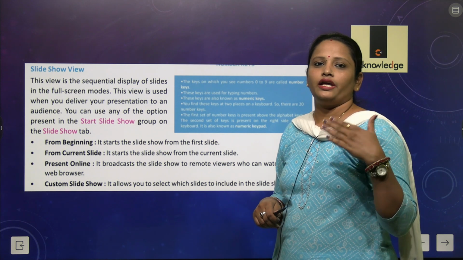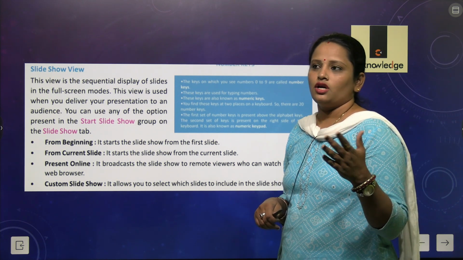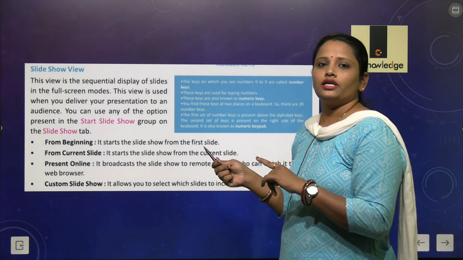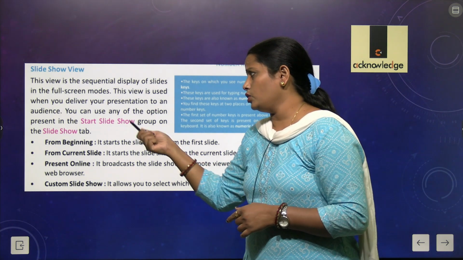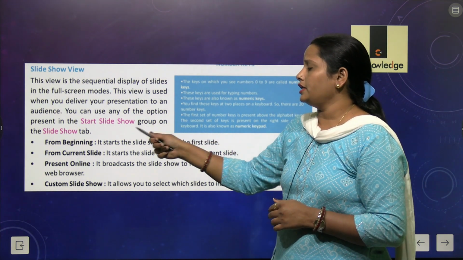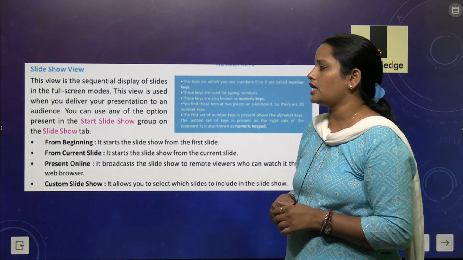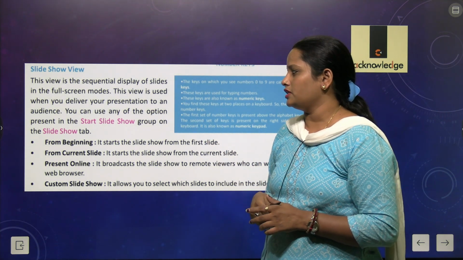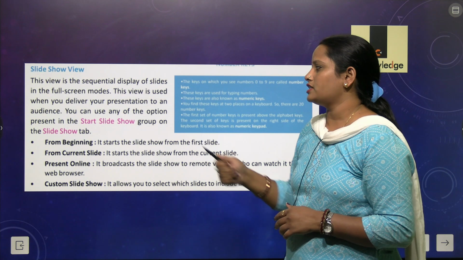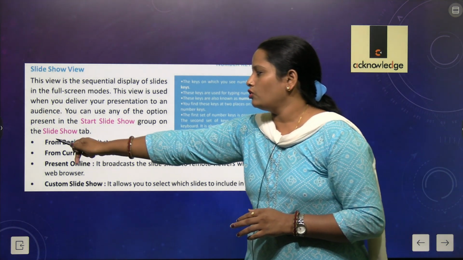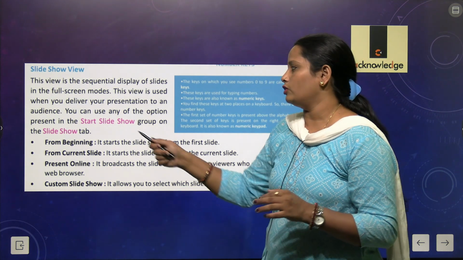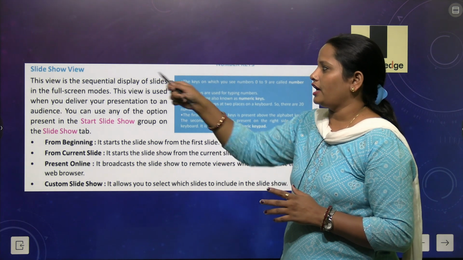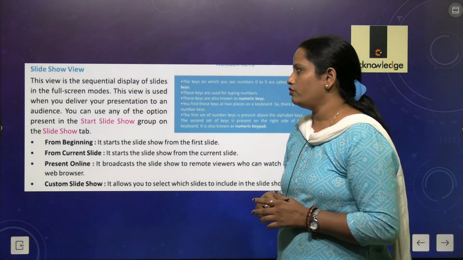So whenever we display our presentation to our audience, or the people who are looking at our presentation, this view is applied. You can use any of the options present in the Start Slideshow group on the Slideshow tab. So where do we have to go? We have to go to the Slideshow tab, and from there to the Start Slideshow group. After going there, we can use this slideshow view.